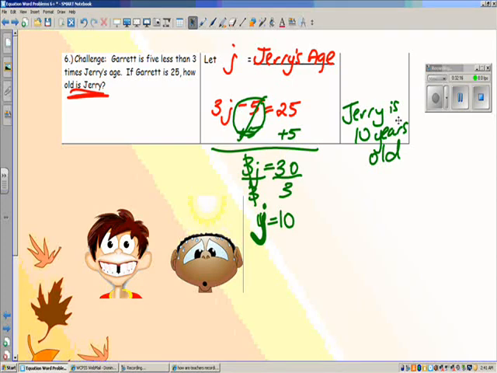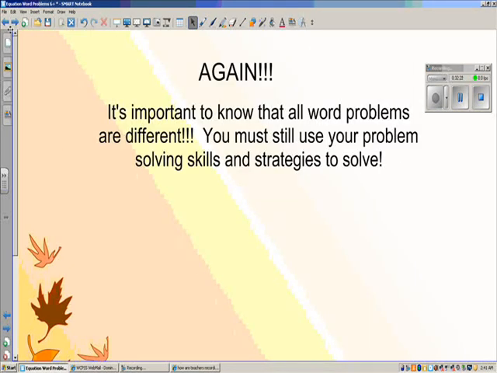Okay, so we're finished with the guided practice part. I want to point out one more thing. Don't forget that all the word problems are different. So though we've done some here, you'll still have to use some of your reasoning skills and your problem solving skills and strategies to set these up.